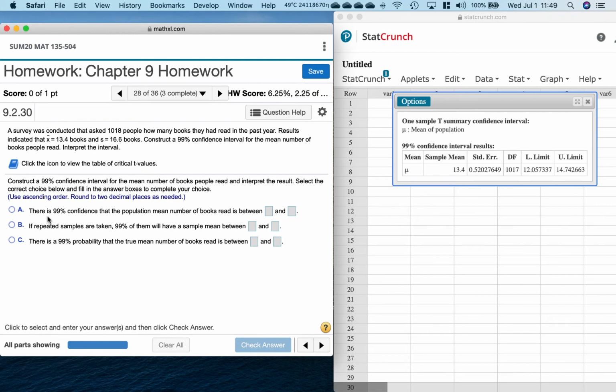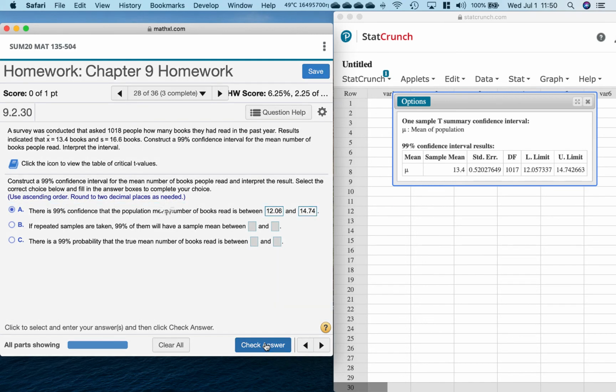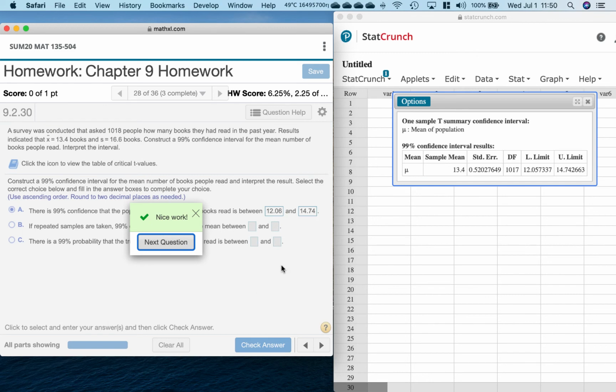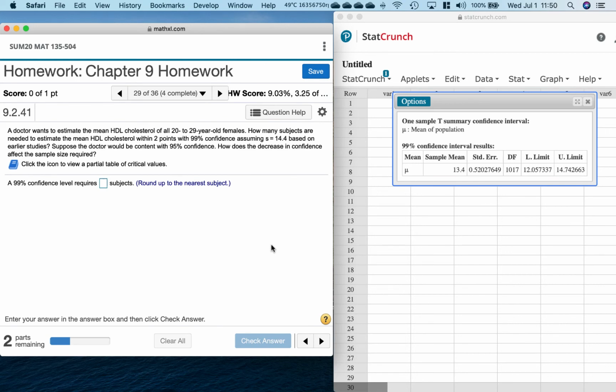So by default, the correct response is that we are 99% confident that the population mean is contained between, and rounding to 2 decimal places, 12.06 and 14.74. So if you see this question in your homework, the idea is not to say, oh, this is what it is. Just make sure that everything makes sense. Boom, got our green box, so we can go ahead and move on to the next question.